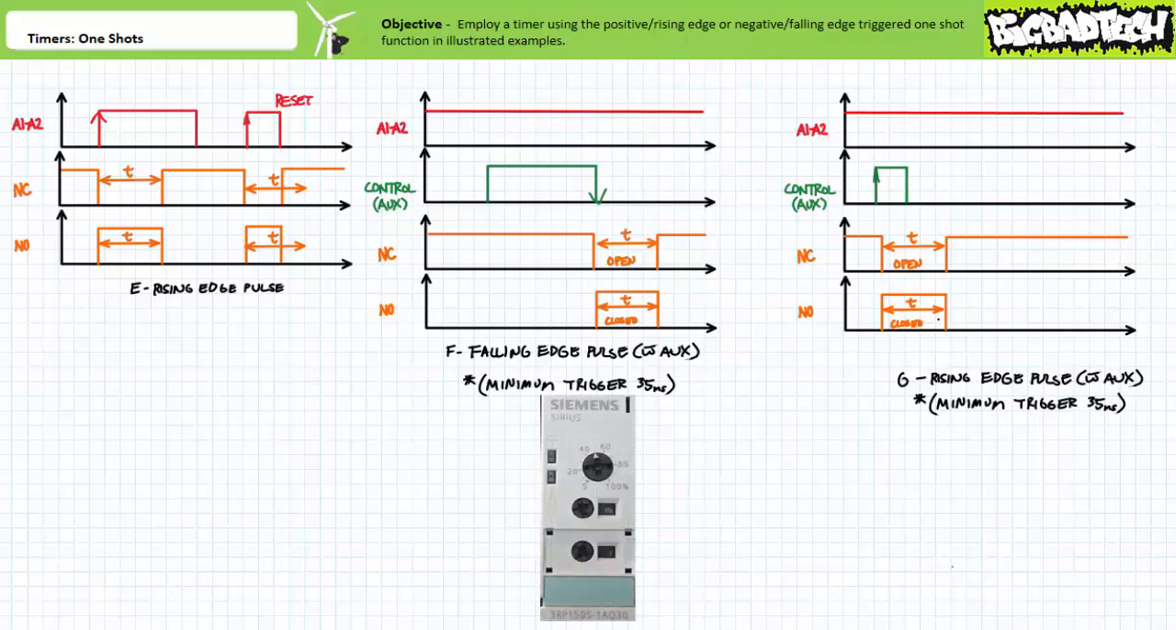You know you set up the falling edge pulse function F correctly if you power up the timer, energize the auxiliary controlling input for a period of longer than 35 milliseconds, de-energize the auxiliary controlling input, and then see the output immediately change states. Wait 5 seconds for the one-shot period to elapse, and see the output return to the deactivated state.